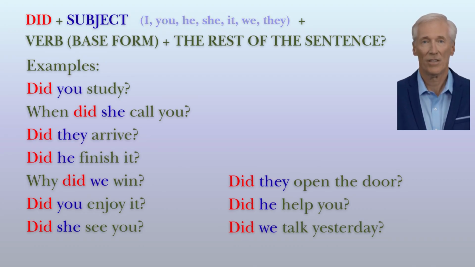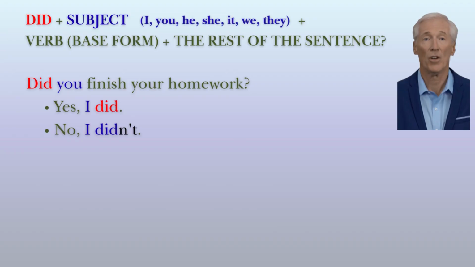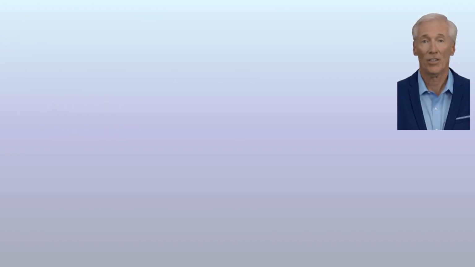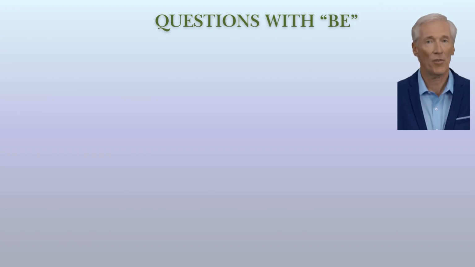Interesting fact. When answering a past simple question, we use short answers that include the auxiliary verb. For example, did you finish your homework? Yes, I did. Or no, I didn't. We don't repeat the main verb in the short answer. Brilliant. You've mastered questions for regular and irregular verbs.